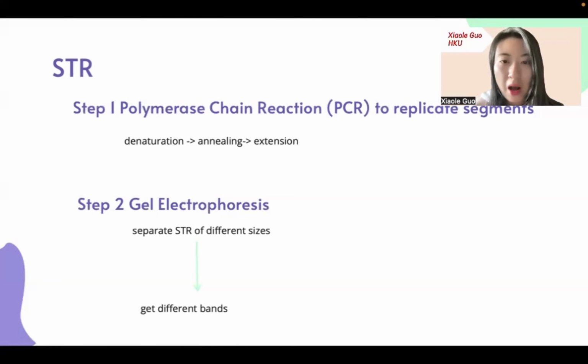Firstly, we're going to do PCR to replicate the segments. And then we're going to go through the process of gel electrophoresis again to separate STRs of different sizes. By sizes, I mean different numbers of repeats. And then we'll get different bands.